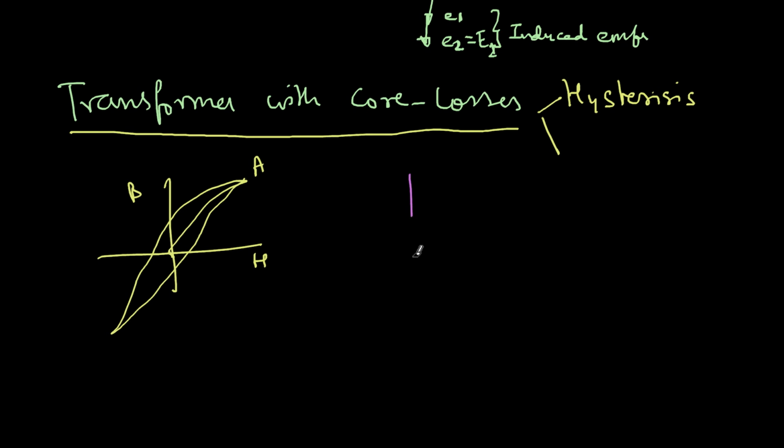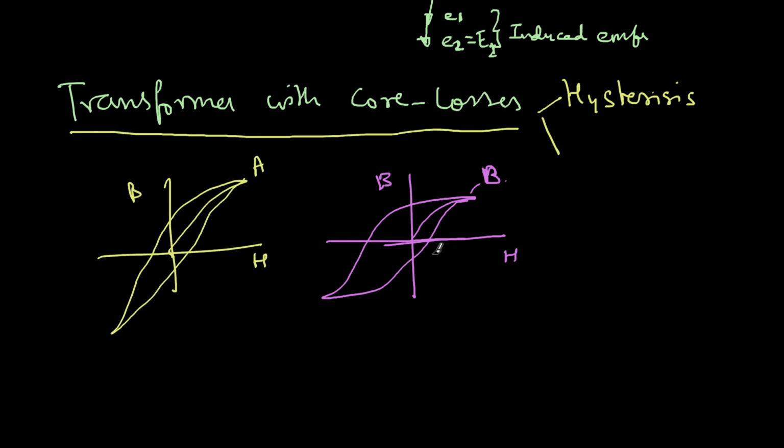Now material B, for example, is like this. So this is H and the flux density, and this is material B. Don't confuse between these two B's. Here you see the area is more compared to the area here. So material B will have more hysteresis losses compared to material A. Therefore we should use the material which has the least amount of hysteresis losses.